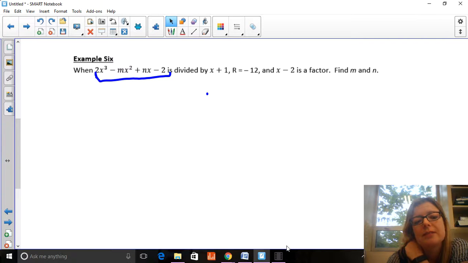So I will do example 6 on another video, as well as factoring a sum or difference of cubes.